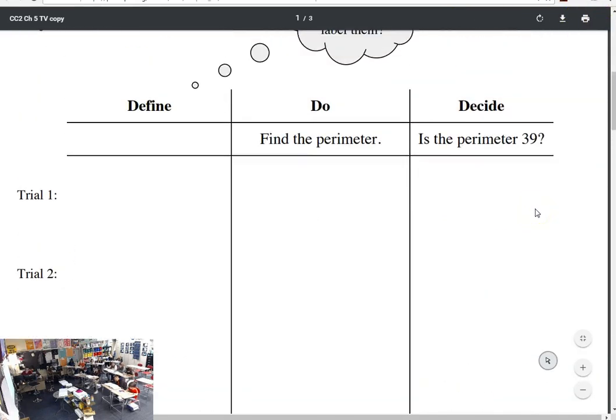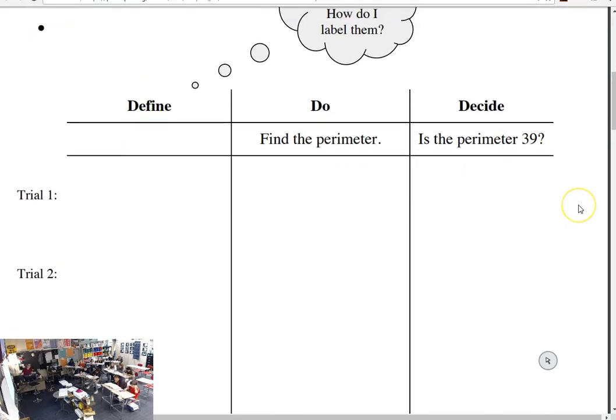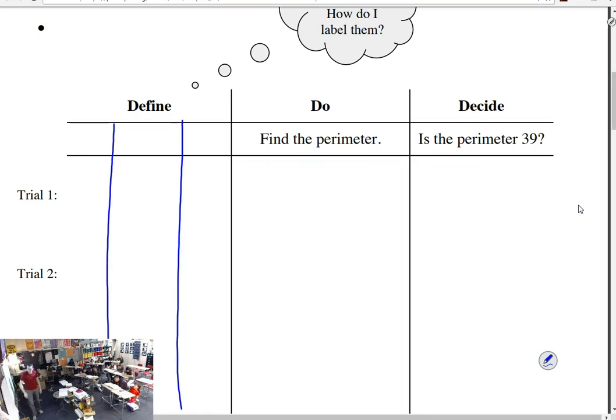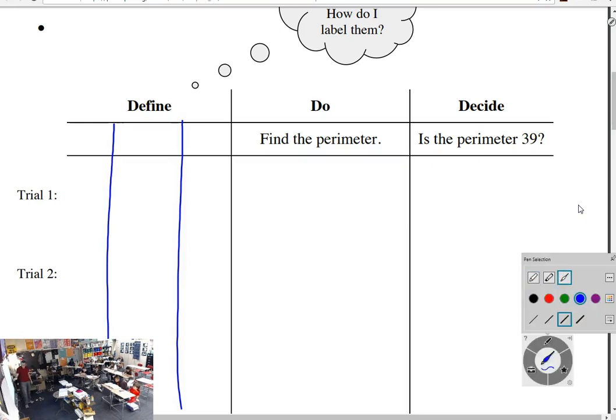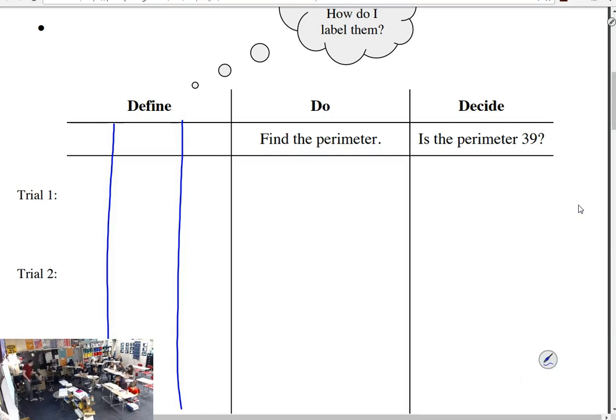So down here, your trials. How many things do I need to define? 3 things, right? So here I might split this up into 3 columns. Do not jump to the answer. So, Annika, give me a number to try. Just no stress, just give me a number to try.